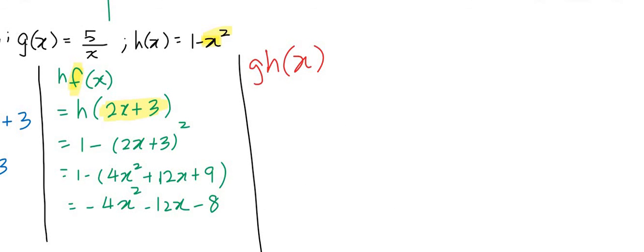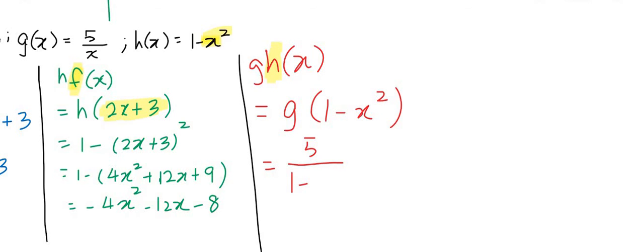Okay, now let's try gh(x). Another question. So the h is right next to the x now, so we're going to start off with the h. We're going to substitute 1 minus x squared, because h(x) is equal to 1 minus x squared. Then you're going to put that inside the g, which is 5 over x, and in this case it will be 5 over 1 minus x squared.